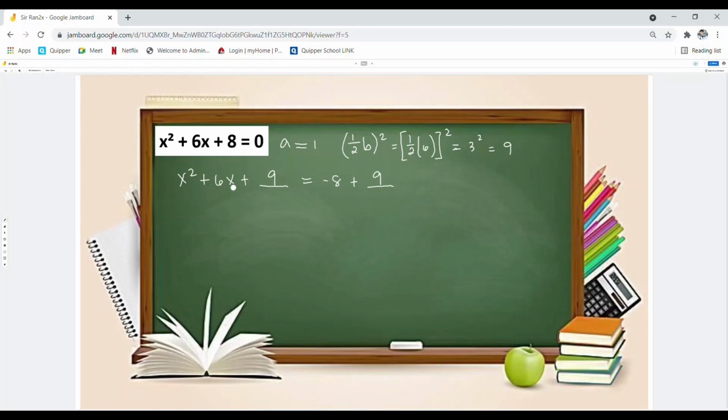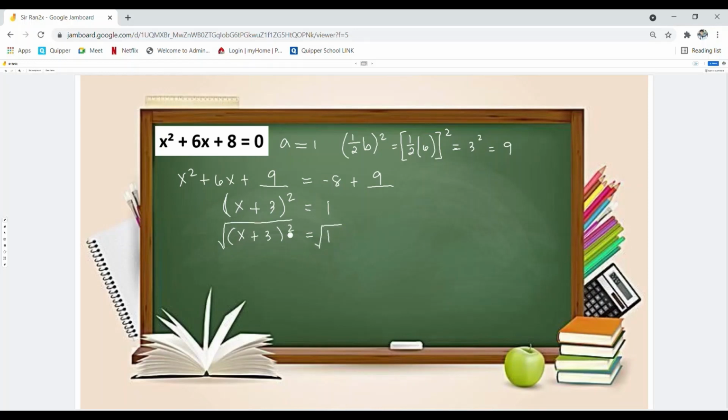Then it becomes a perfect square trinomial. If it is already a perfect square trinomial, you write it as a square of a binomial. How to get it? Just get the square root of the first, x, the square root of the last, 9, that is 3, and the sign of the second, plus. And then simplify the right side, negative 8 plus 9, 1. Of course, it's already written as a square of a binomial and the right side is simplified. So you proceed to extracting the square roots of both sides.